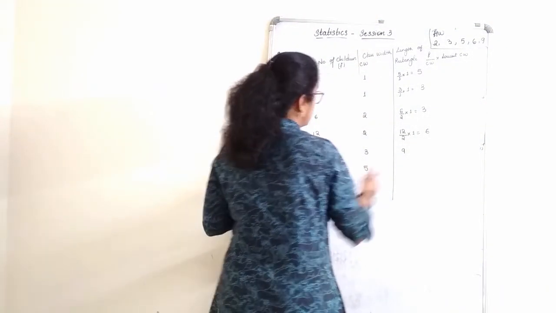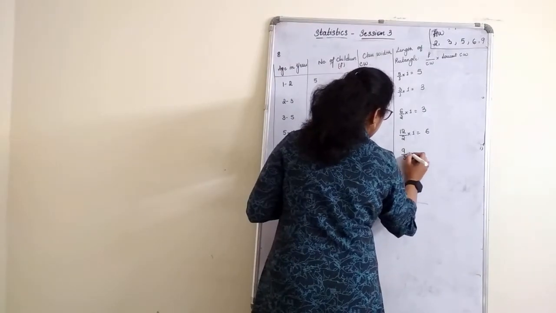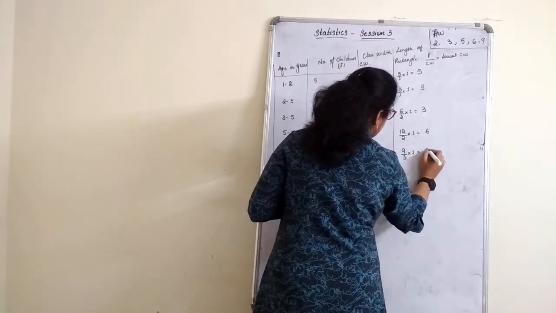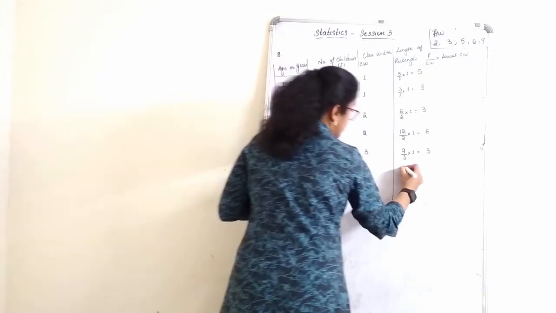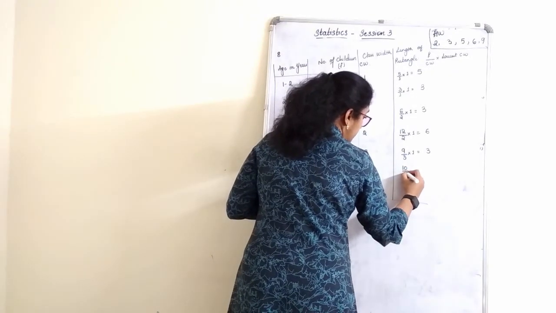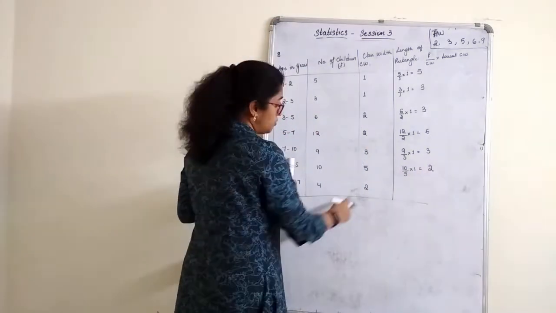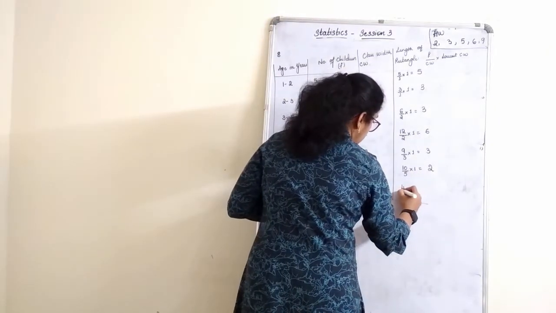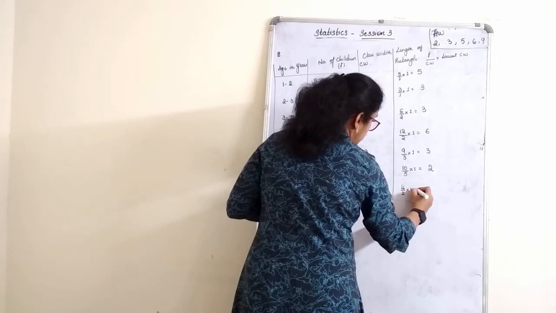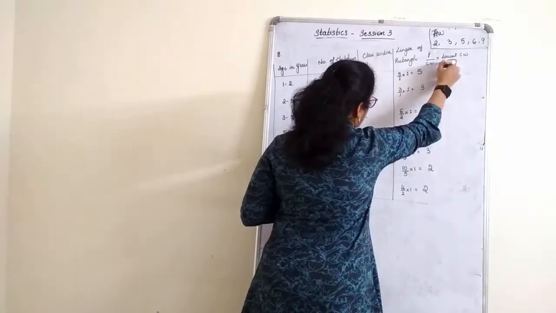9, what we have? Divided by class width is 3, into 1. Answer is 3. Next, 10 divided by class width is 5. Minimum is 1. Answer is 2. Last one, 4. Class width is 2. Minimum class width is 1. So it is 2. This is your column.